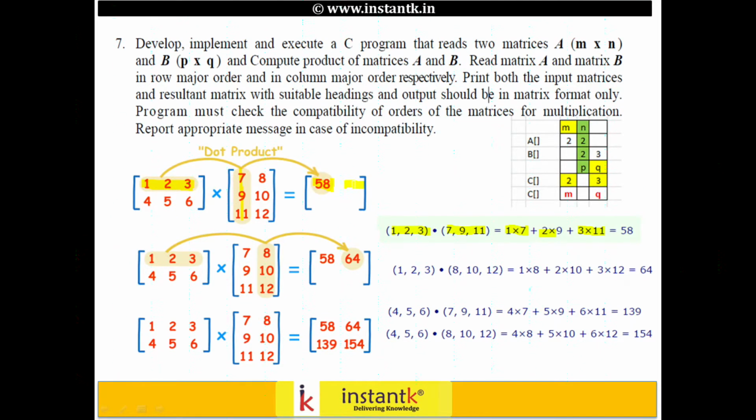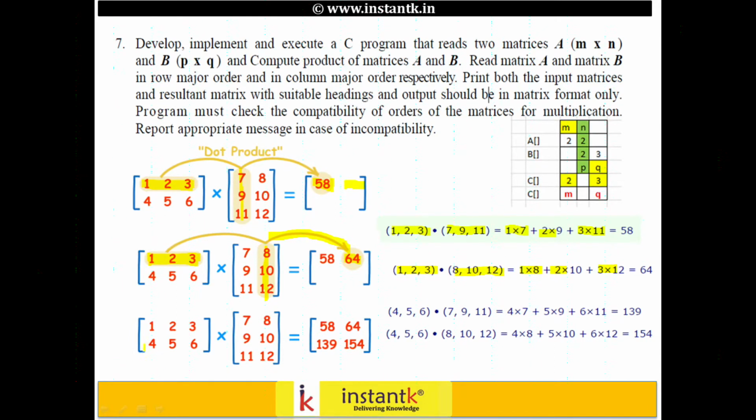Let's take the next entry. The next entry of the output product is the first row of matrix A multiplied with the second column, to get the resultant value for the first row, second element. So the first row of A, 1, 2, 3, is multiplied with the second column of B, 8, 10 and 12, with a dot product of 1 into 8, 2 into 10 and 3 into 12, to give a resultant 64.